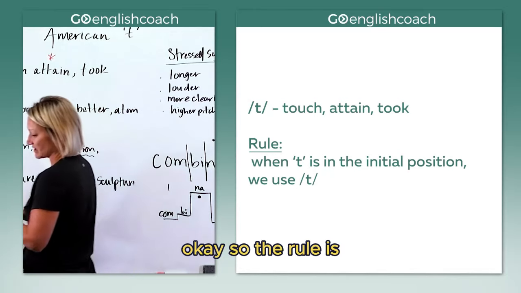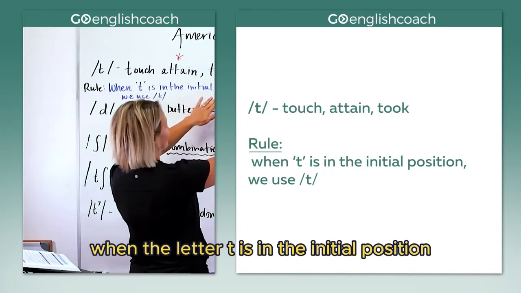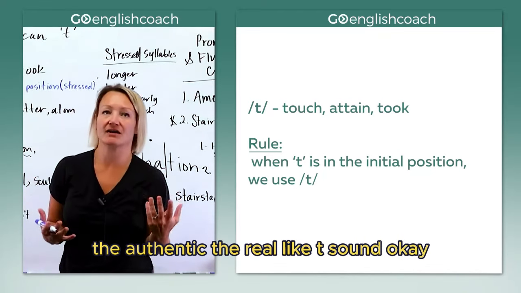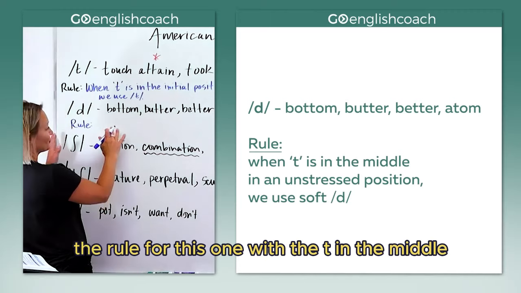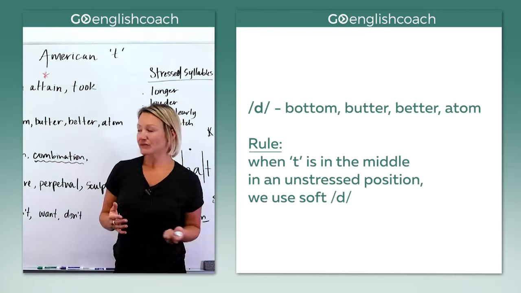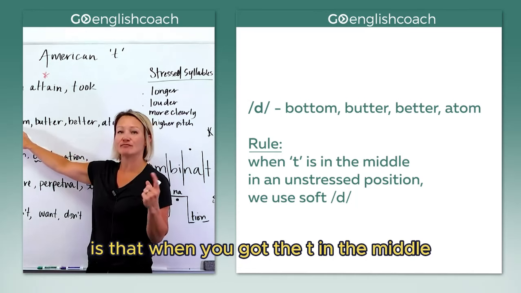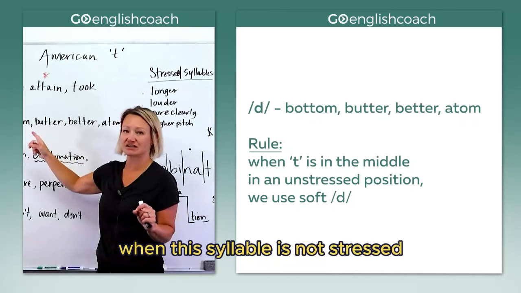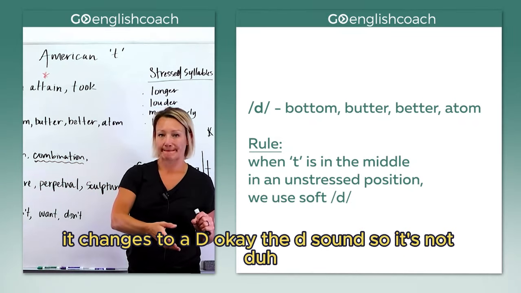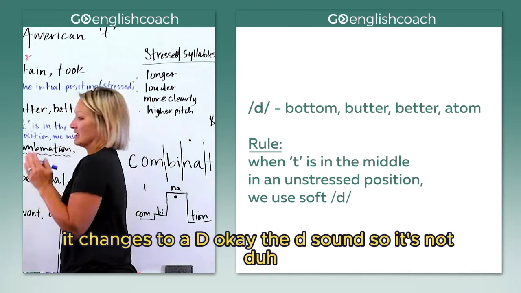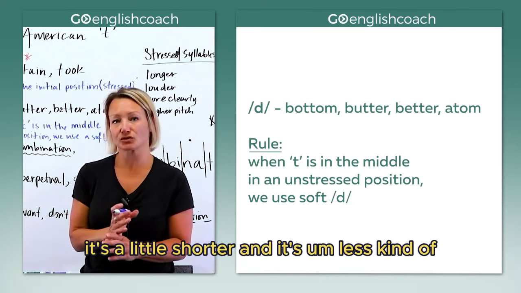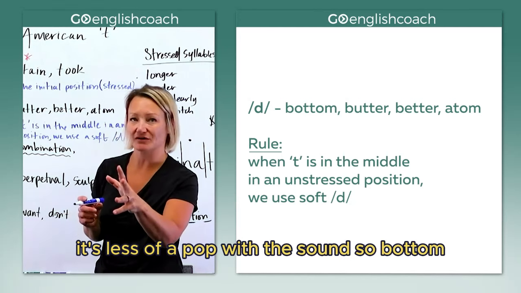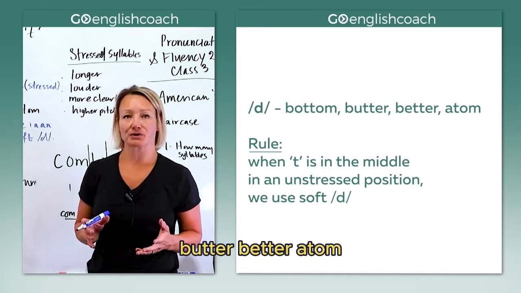So the rule is when the letter T is in the initial position and stressed, we use the T sound, the authentic, the real T sound. That's the rule. The rule for this one with the T in the middle is that when you've got the T in the middle and it's not stressed, when this syllable is not stressed, it changes to a D. It's the D sound. So it's not duh, it's a softer D. It's a little shorter and it's less of a pop with the sound. So bottom, butter, better, atom.